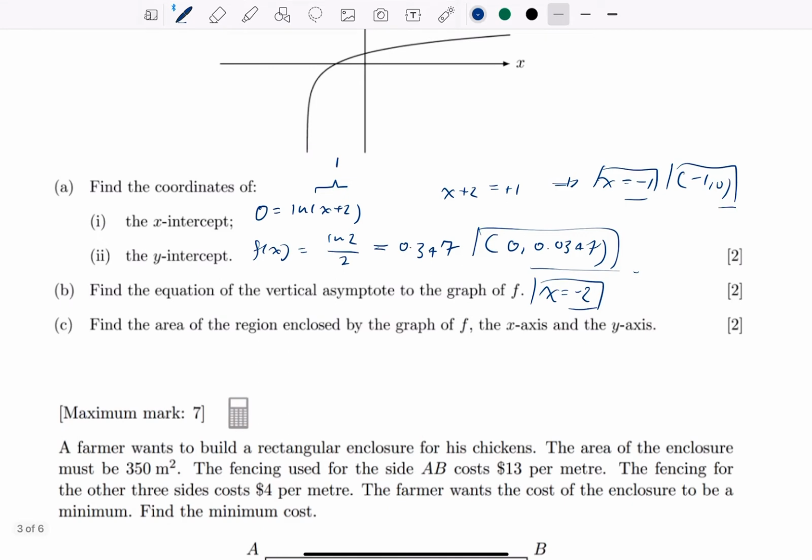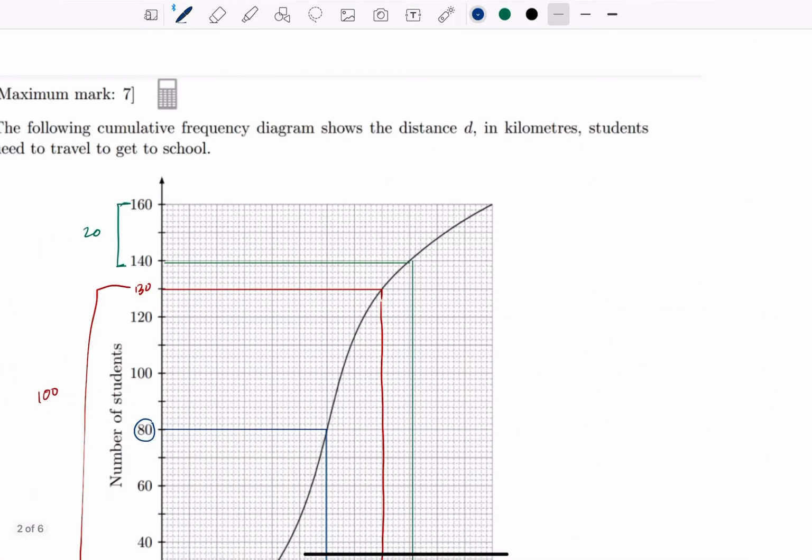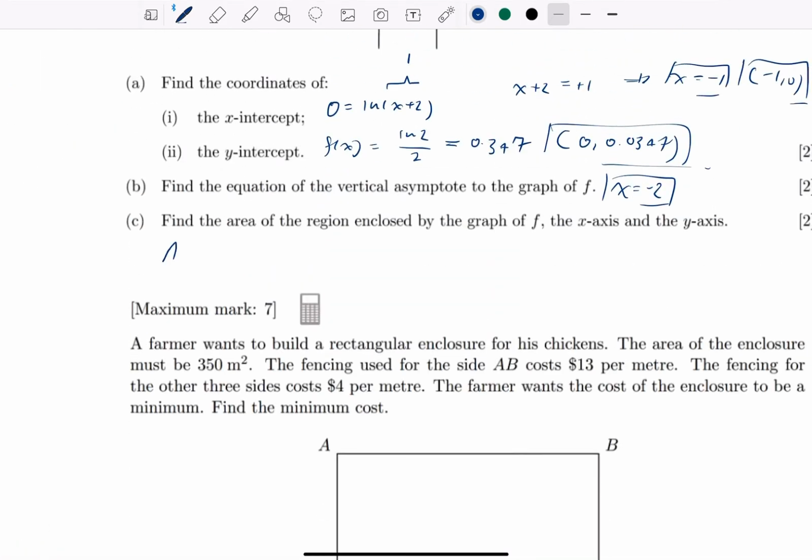Find the area of the region enclosed by the graph of f, the x-axis and the y-axis. This is the enclosed region right here. We know that the bound here is x equals 0. So, x equals -2. We know that the bound here is x equals 0. And so it follows that our area is just the integral between these two bounds.